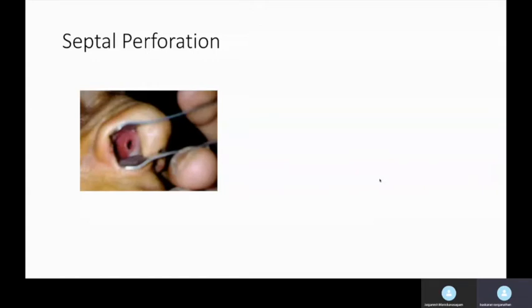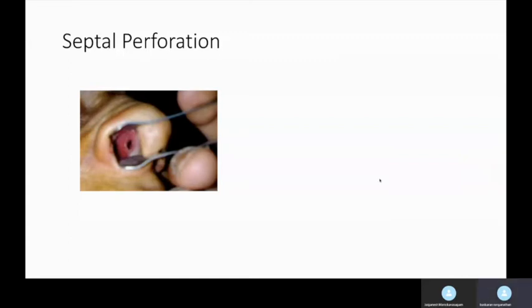So my next video, I'm covering two topics. One is septal perforation and anosmia. Septal perforation is an important topic. It could be asked in the viva, or you may get this in the clinical examination section.